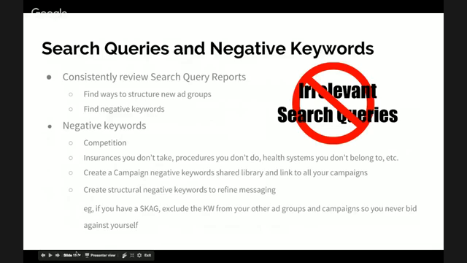Why you would want your ad to show. And so consistently reviewing your search query reports can let you do two things: find ways to structure your new ad groups or existing ad groups, as well as find negative keywords. And so consistently adding those negative keywords over time really helps the performance of your account and reduces wasted spend.